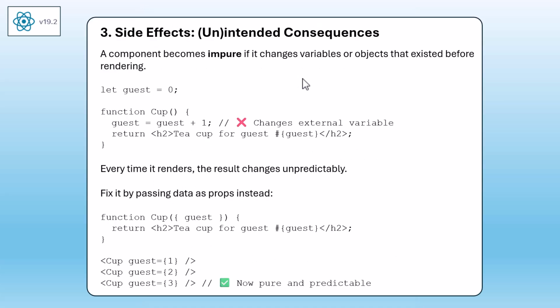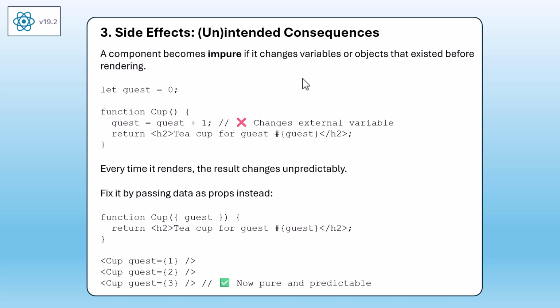3. Side effects, unintended consequences. React's rendering process depends on purity. A component should only return its JSX. It should not change or interfere with any existing data outside of itself. If a component starts altering variables that existed before rendering, it becomes impure. When that happens, React can no longer guarantee consistent output. Just as in mathematics, if your formula stops behaving predictably, your entire system loses stability.